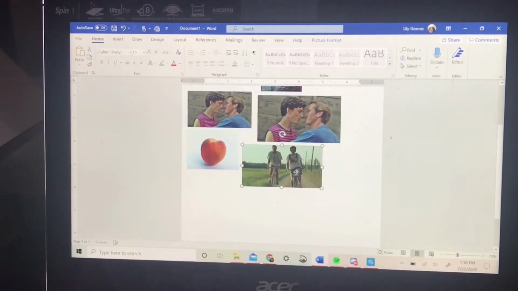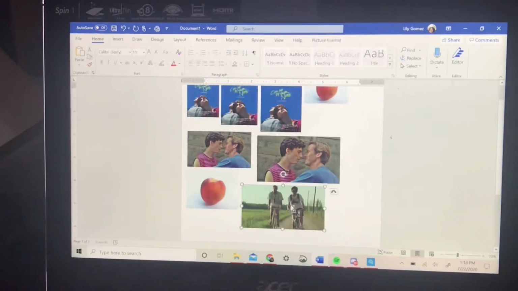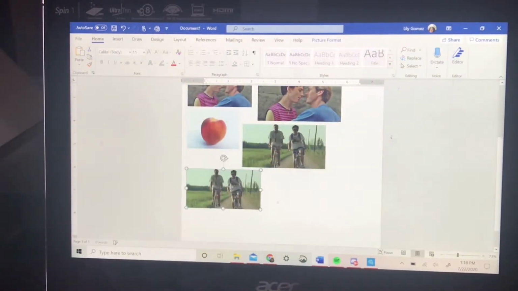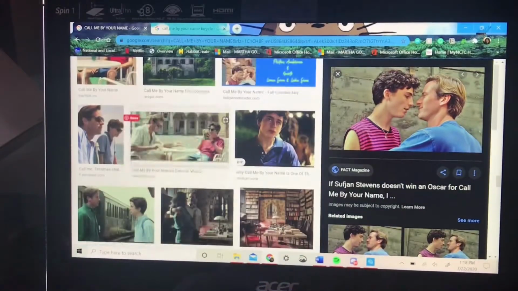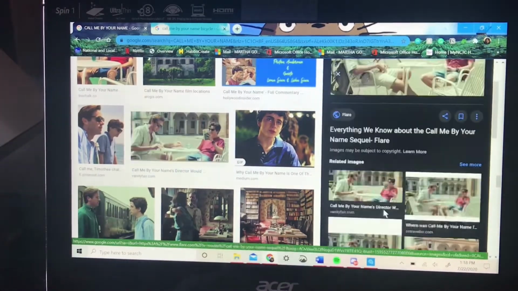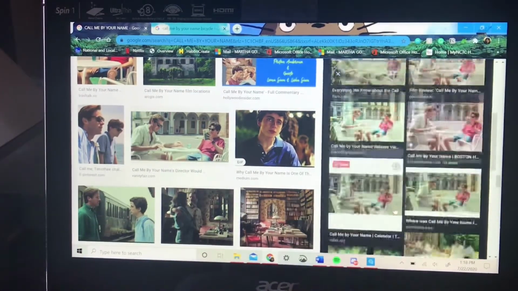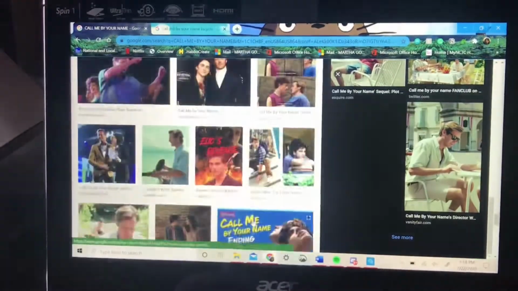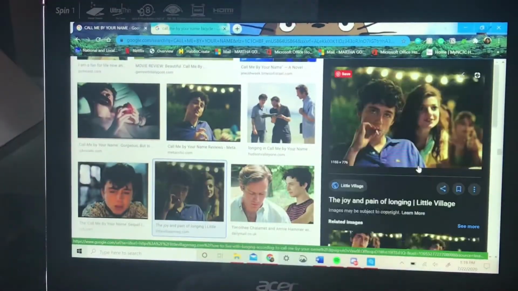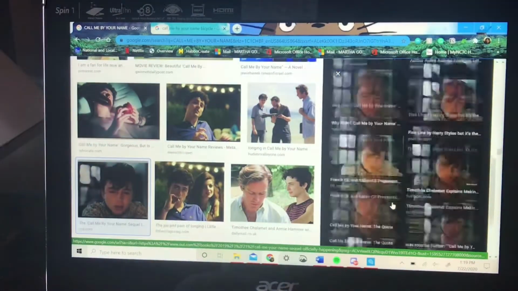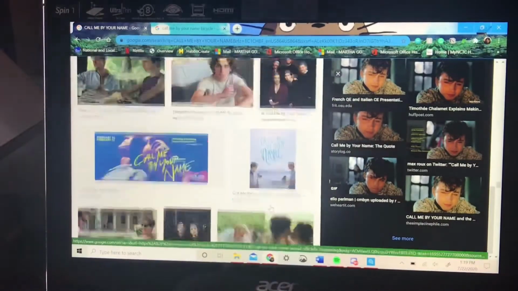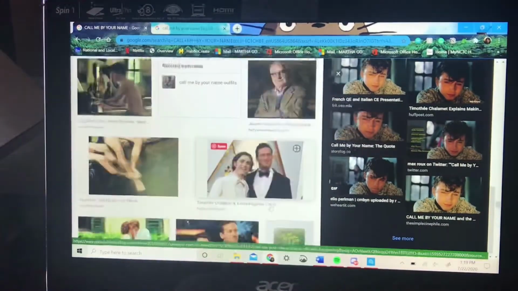I also wanted a picture where Timmy was facing the front because I really like his Talking Heads shirt. It's one of my favorite things he wears throughout the movie. This scene where Timmy is reading a book and Armie Hammer's doing whatever the heck he's doing is also one of my favorite scenes in the movie. It's very early on in the movie and I love it.